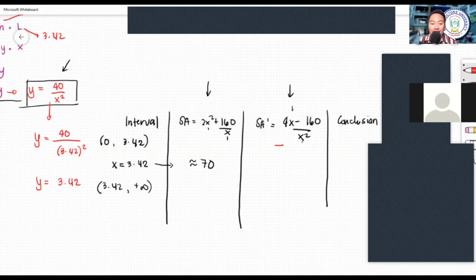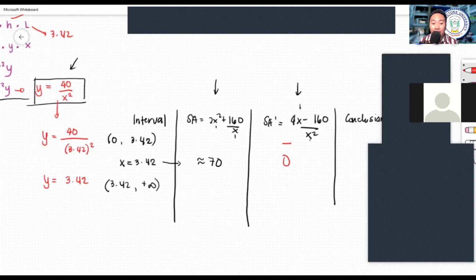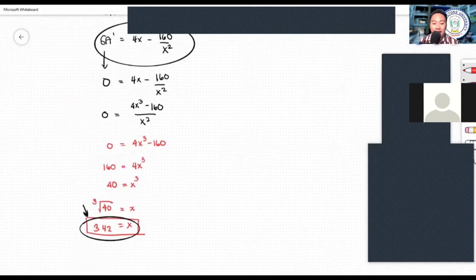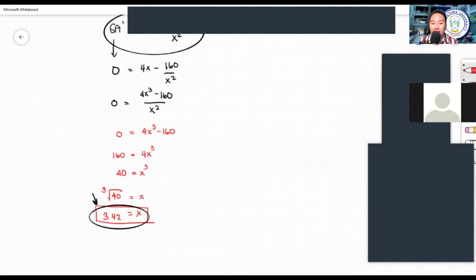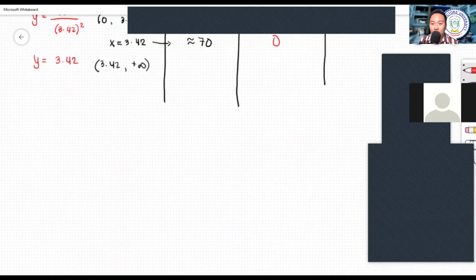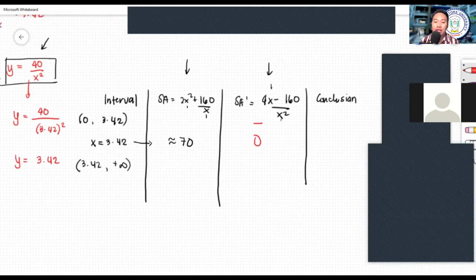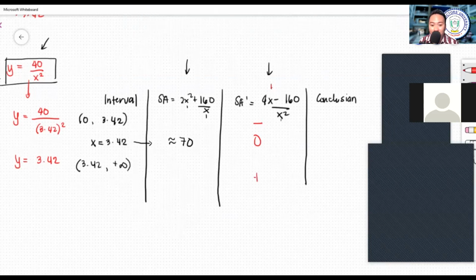Next, guys, this one is 0. It becomes 0 there, because when you say 3.42 here, remember that 3.42 is the value of x when the derivative is 0. So there's a 0 that happens here. Next, in the interval, you pick a representative to put here. So you can say 4. And when you solve for 4, the resulting value is positive.